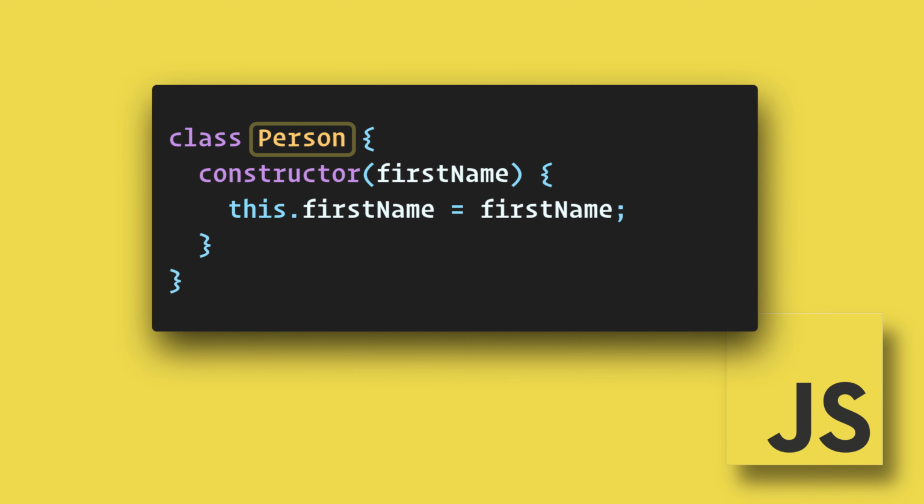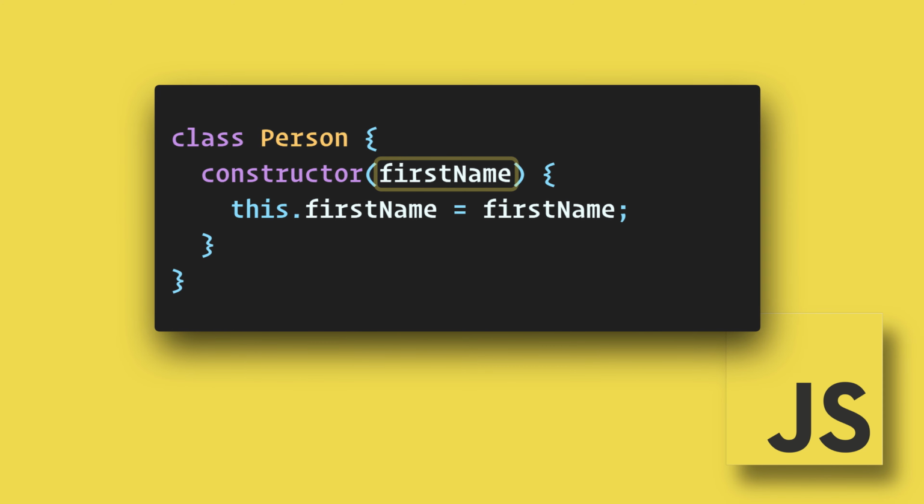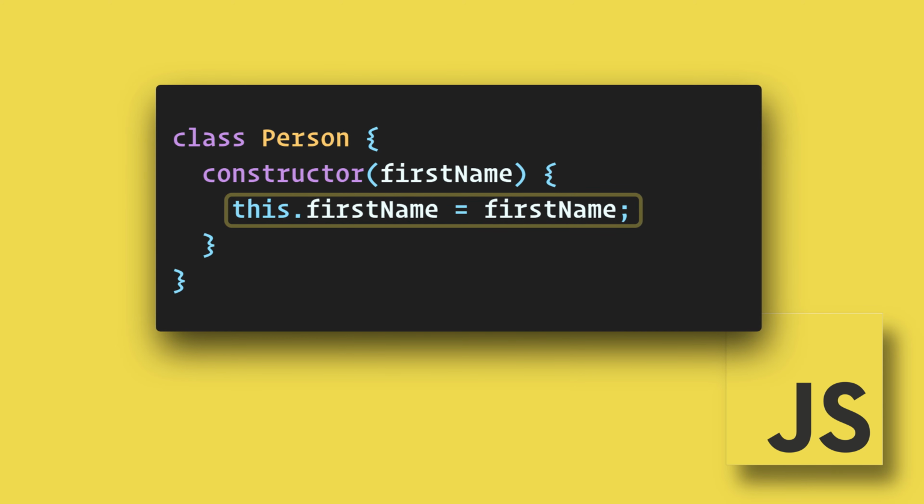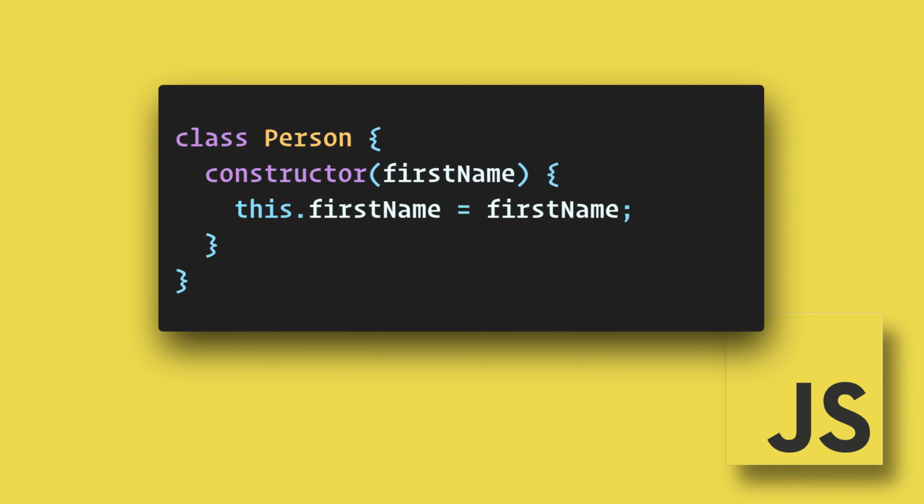So here we have a class named person. Then in our constructor, we are passing the property first name. Then we assign this.firstName to be equal to first name. So the person now has a first name.